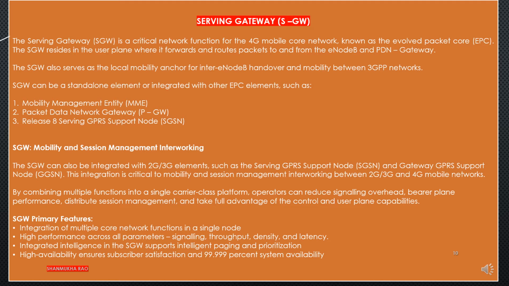SGW primary features. First is integration of multiple core network functions in a single node. High performance across all parameters: signaling, throughput, density, and latency. Second is integrated intelligence, and the SGW supports intelligent paging and prioritization. Third is high availability, which ensures subscriber satisfaction and 99.999% system availability.